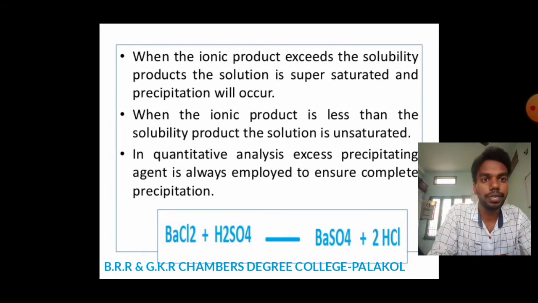So in quantitative analysis, an excess of precipitating agent is always employed to ensure complete precipitation. I'm giving an example here: BaCl2 plus H2SO4 forming a barium sulfate precipitate.